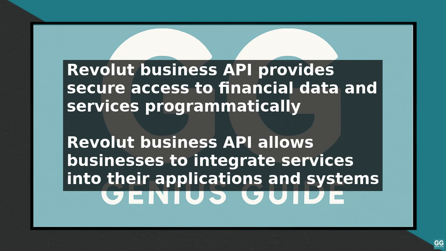Revolut Business API is a set of programming interfaces that allows businesses to access and manage their financial data and services programmatically. It provides a secure and efficient way to integrate Revolut services into your business applications and systems. Using Revolut Business API can help your business in several ways.